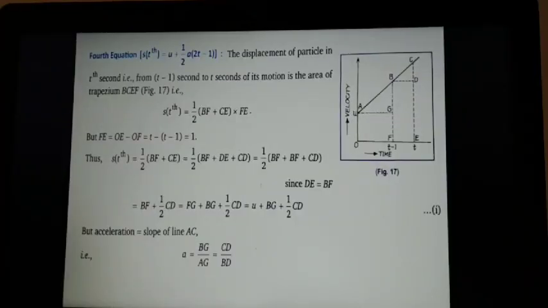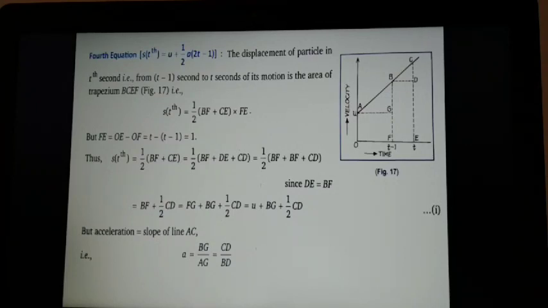So this is the diagram for finding the fourth equation of motion. Can you see that? The same velocity time graph is used, but here we have A, B, C, D, E, F, G, different points denoted. F is at t minus 1 and E is at t.